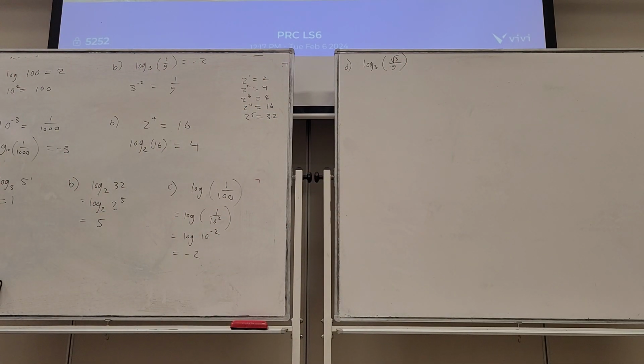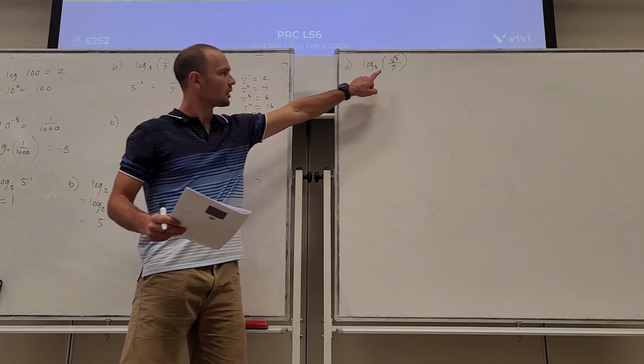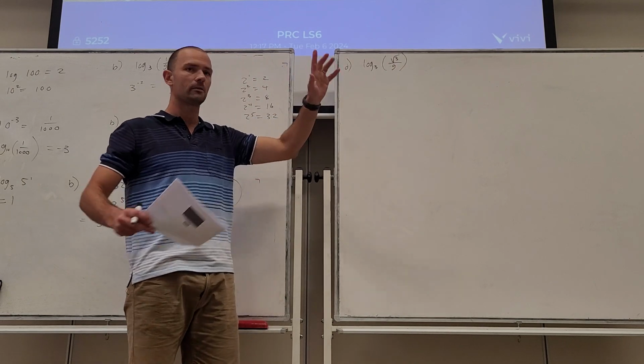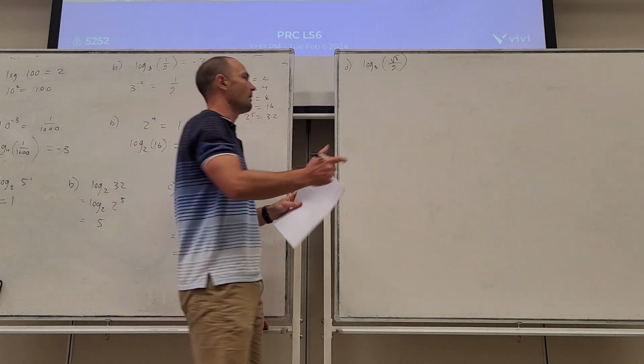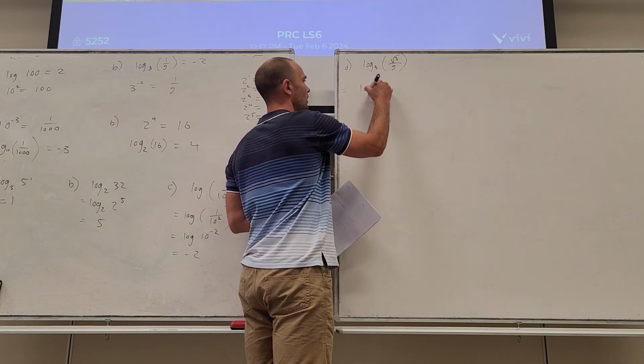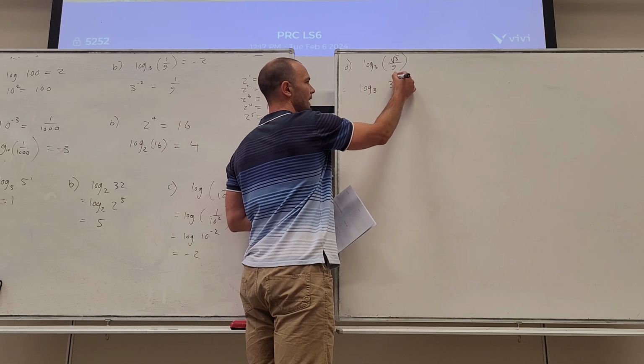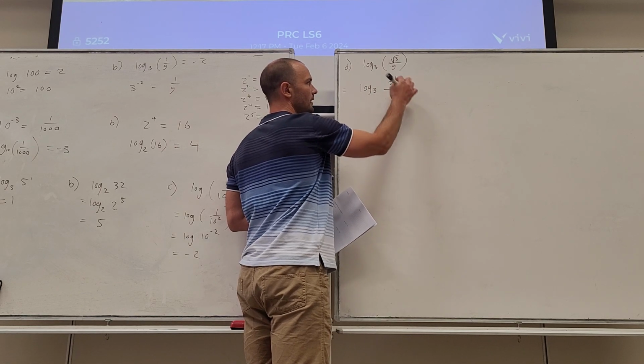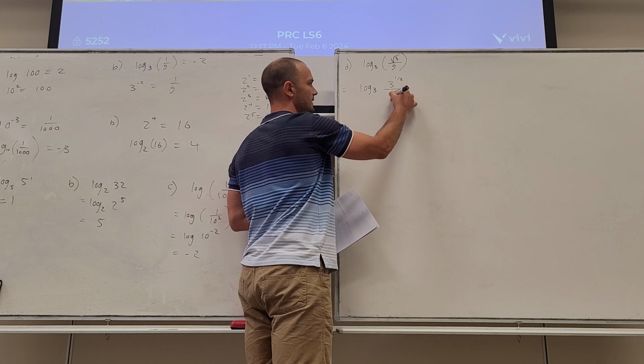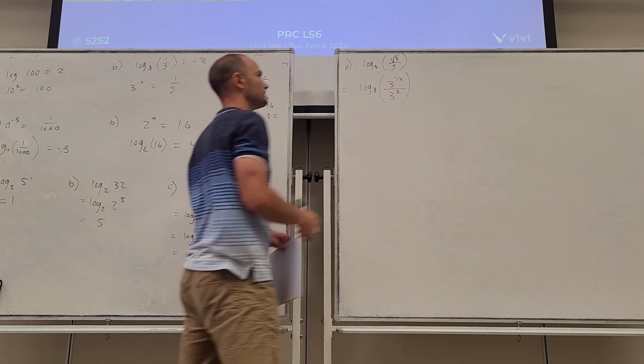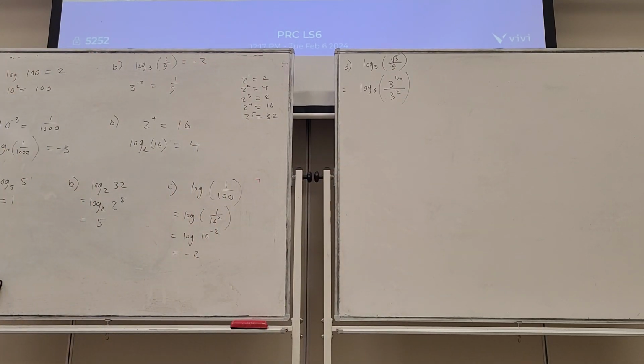Alright, the base is 3. We need to express this term here as a single power of 3. We need to collect it somehow. So in the first step, the square root of 3 is the same as 3 to the half, and 9 is the same as 3 squared. Okay, so I've expressed both the numerator and the denominator in terms of 3.